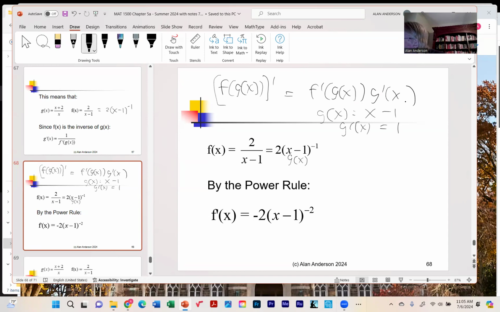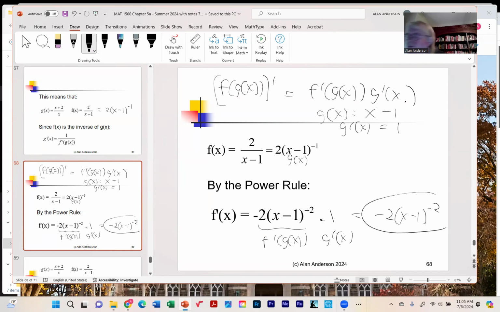So we should theoretically, this is f prime of g of x. The g prime of x that's missing is 1. So we can still just write it like this. It is technically the chain rule here, but because g of x has a derivative of 1, we can simply write it as -2 times (x minus 1) to the minus 2.